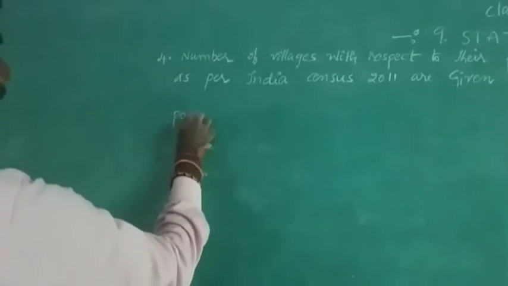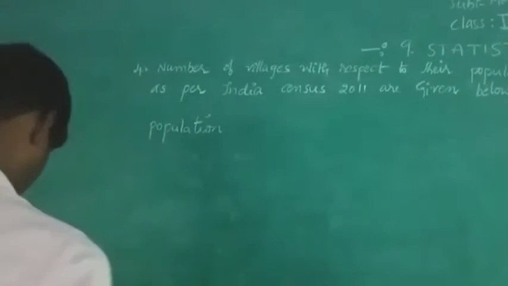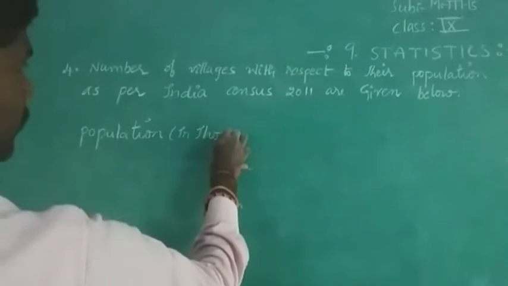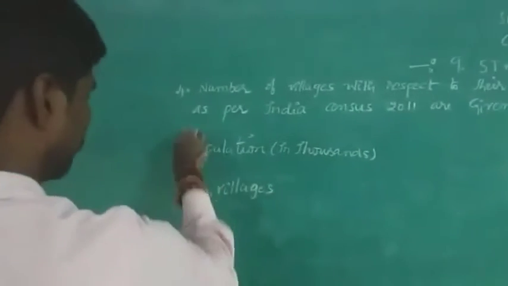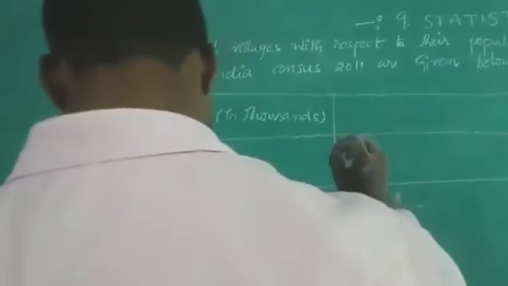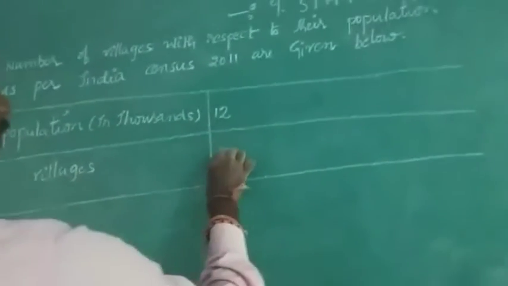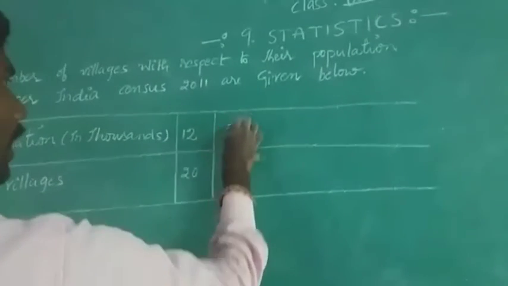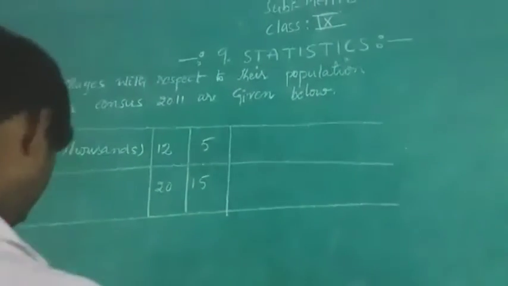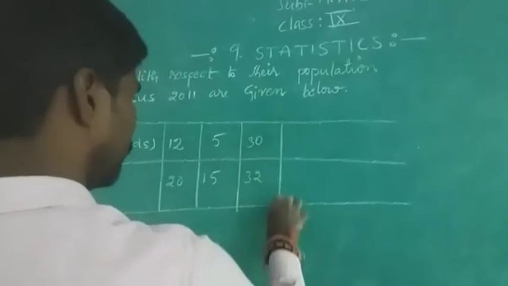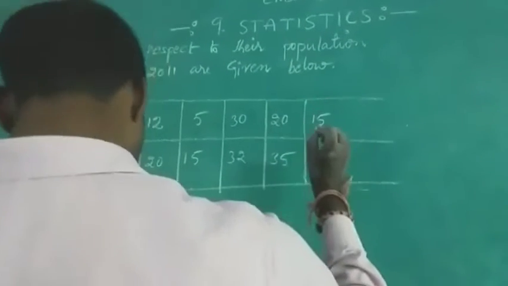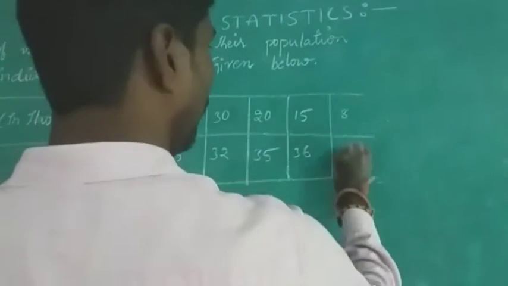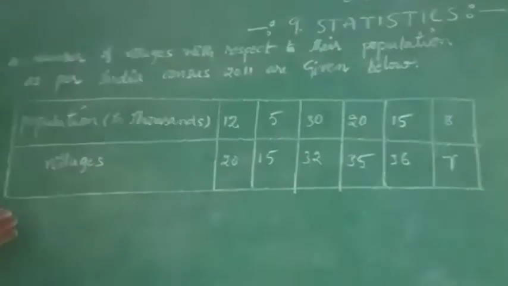The question here: population in thousands, villages. 12, 20, 5, 15, 30, 32, 20, 35, 15, 36, 8, 7. What is the question here?